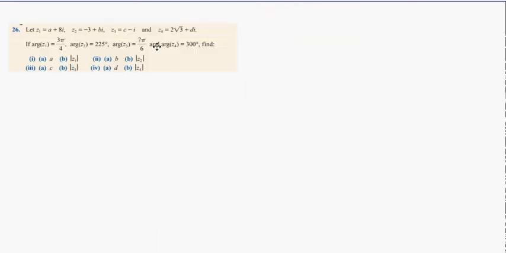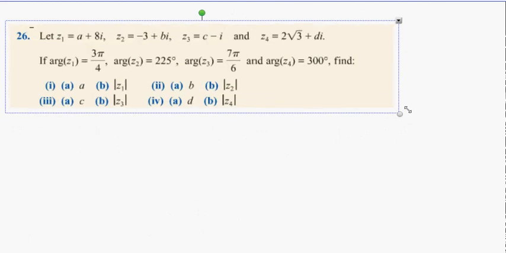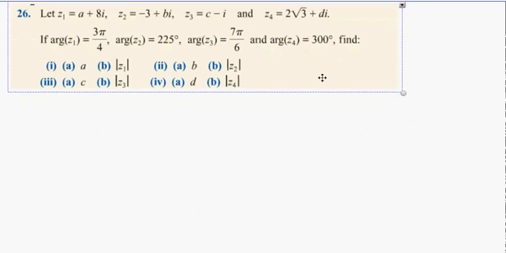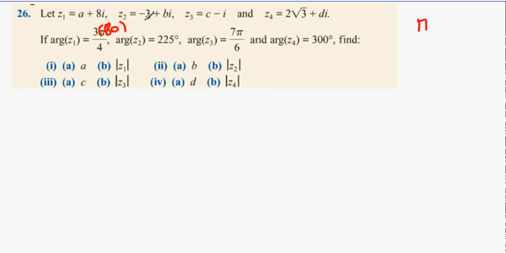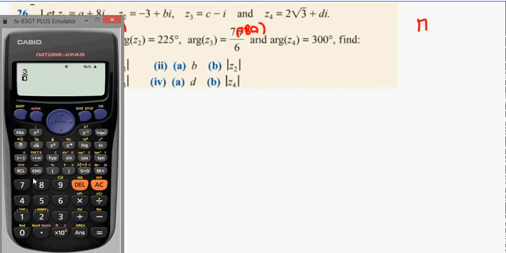Okay, so 26. Once again, I'm just going to convert all of these back into degrees. Anytime I see pi, I'm going to replace it with 180 degrees, so they're all speaking the same language. So it's going to be 3/4 of 180.